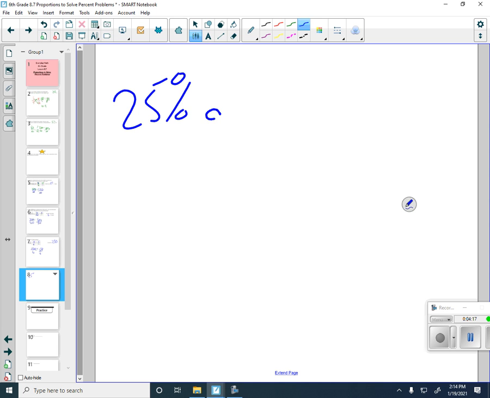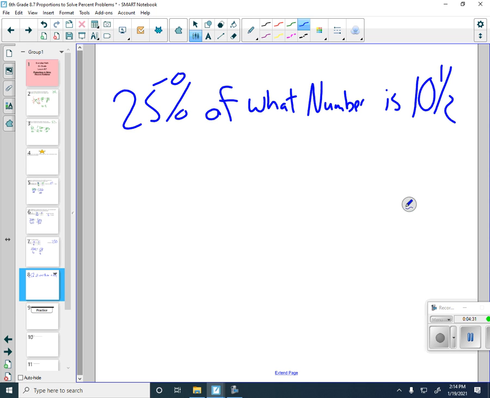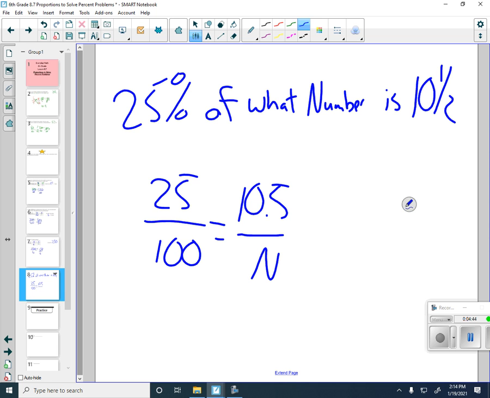25% of what number is 10.5? Okay. So how are we going to set this up? We're going to put 25 over 100 equal to 10.5. So let's make this 10.5 over n.